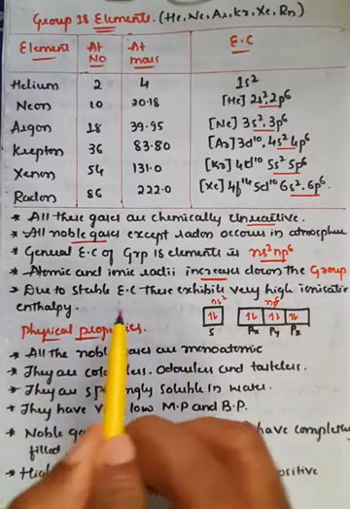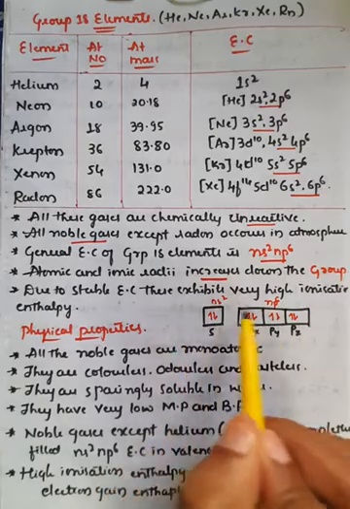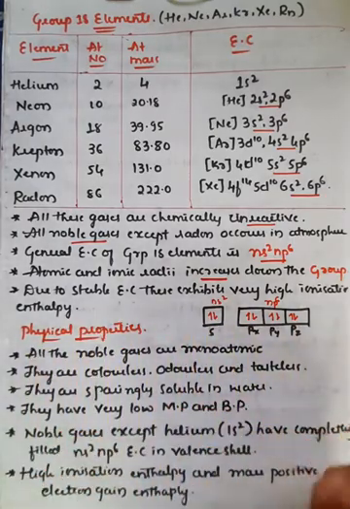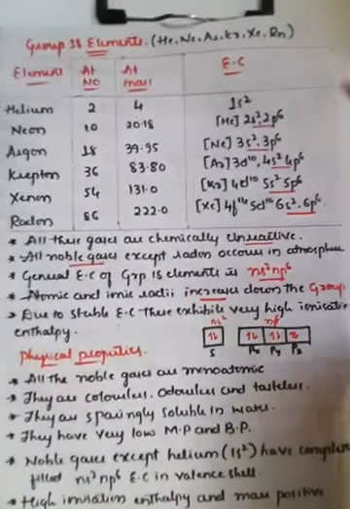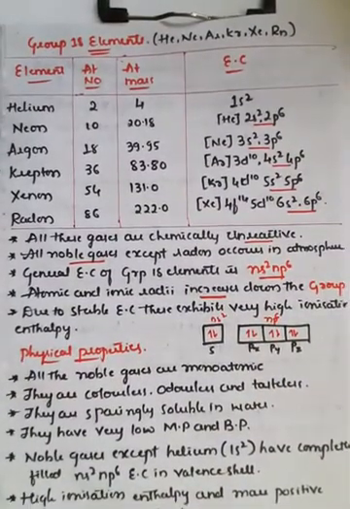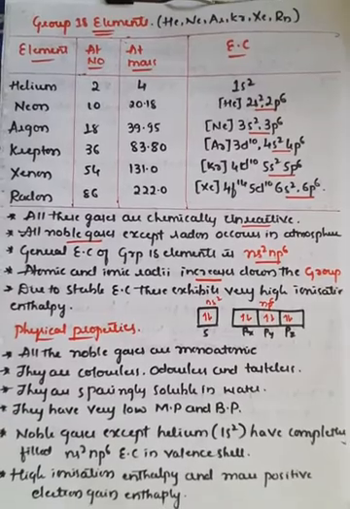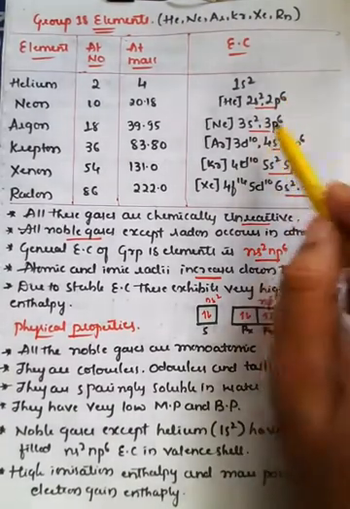And due to stable electronic configuration, these exhibit very high ionization enthalpy. As I said, these are completely filled. If you observe the outermost electronic configuration here, it has a completely filled electronic configuration.